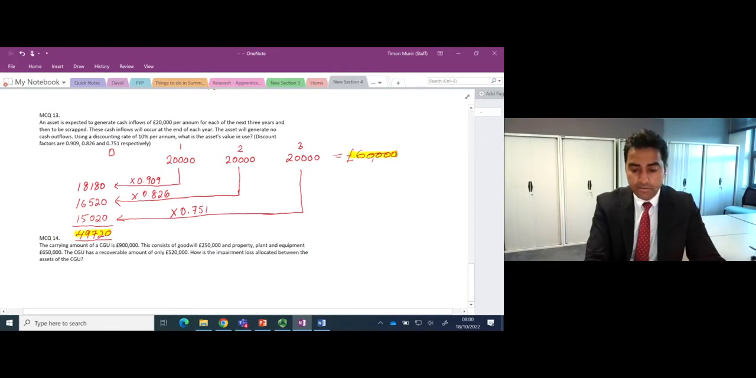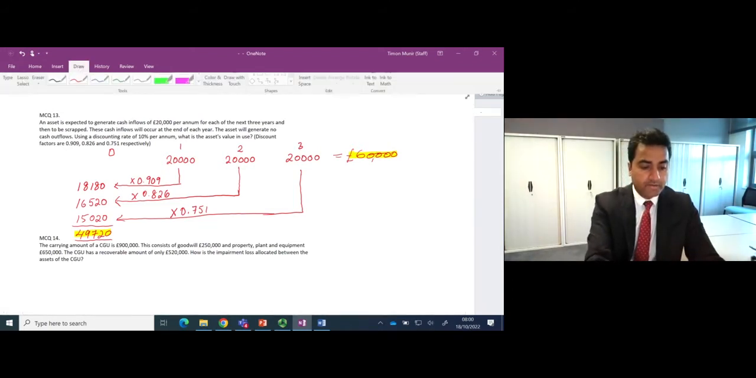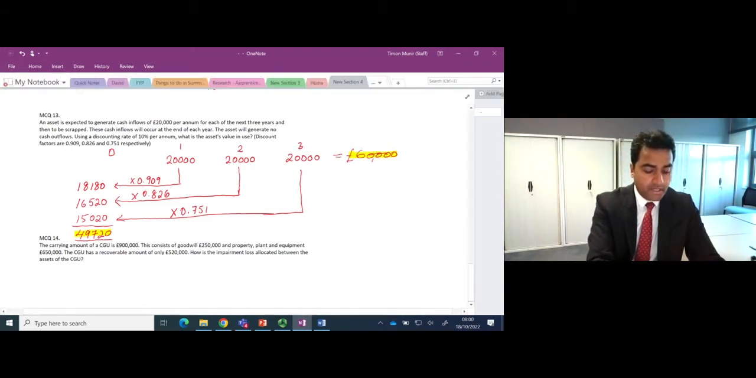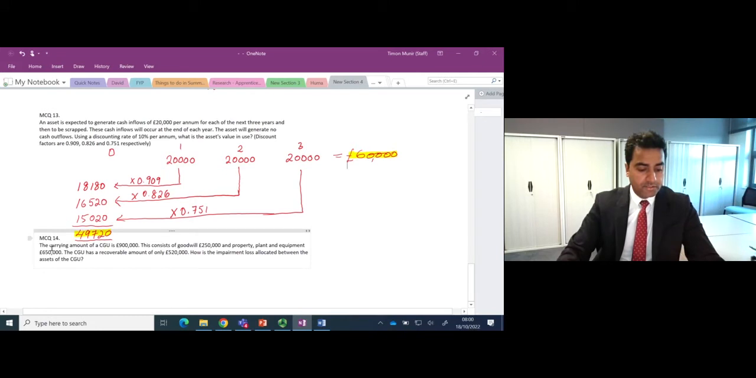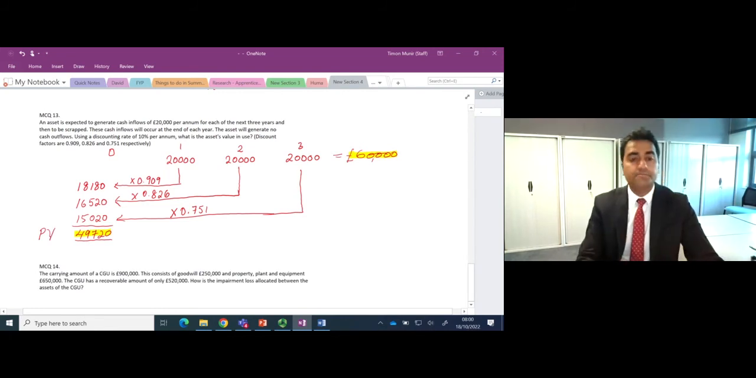So these are the two main figures which we need to focus on, and this is the present value which we have calculated. Present value is 49,720. Present value.